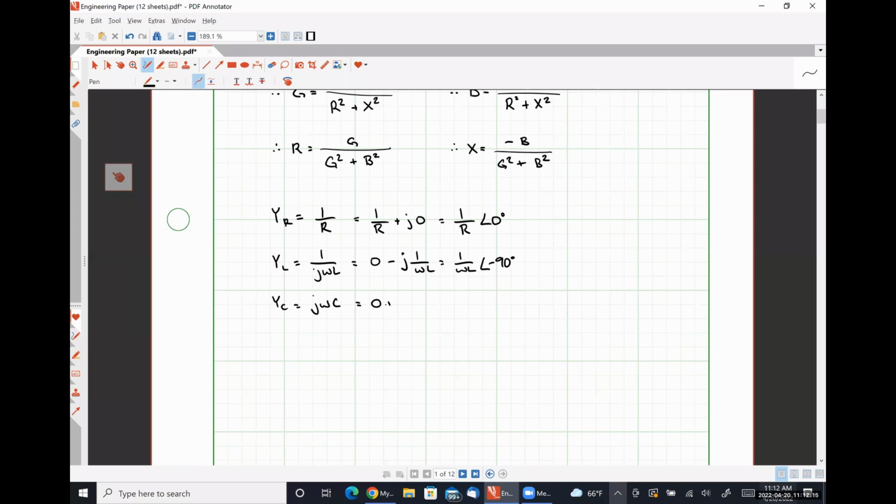Or 0 plus j omega c in rectangular form, or omega c angle positive 90 degrees in polar form. Now, in this particular class, I tend to work almost exclusively in impedances. If I ever ask you to calculate the admittance, my expectation there would be for you to simply calculate the impedance and then take the reciprocal of it.